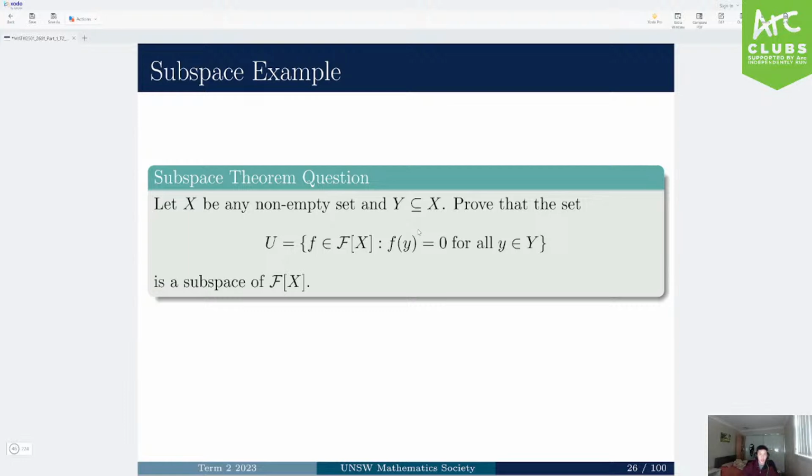Now, a quick example here. Suppose X is a non-empty set, and Y is a subset of X. We want to prove that the set U, the set of all functions f such that f of y is equal to 0 for all y in this set Y, is a subspace of the set of all functions f. Well, we can just use the subspace theorem that we had previously.